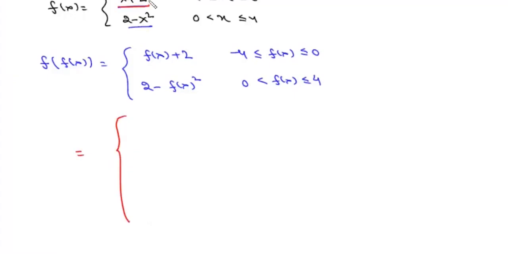Now first we'll take this x plus 2. So we'll put f(x) as x plus 2 in these two. So it will be x plus 2 when x plus 2 lies between -4 and 0, and this condition is true when x lies between -4 and 0.